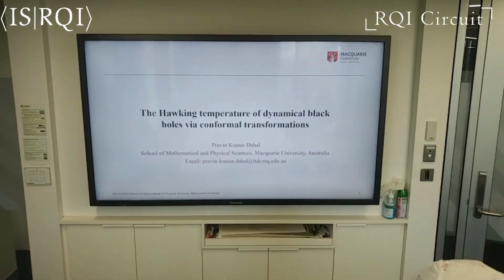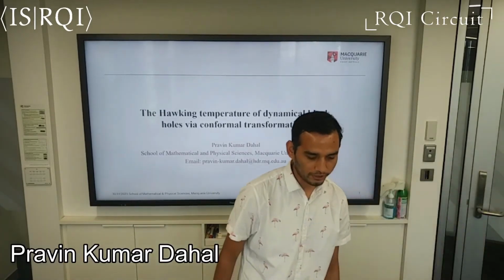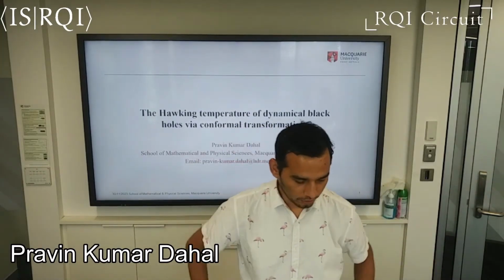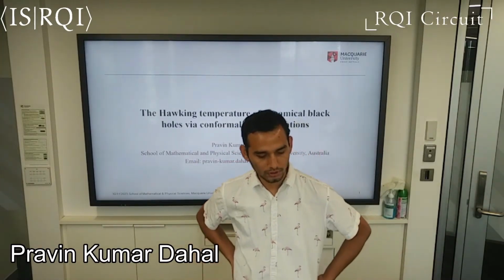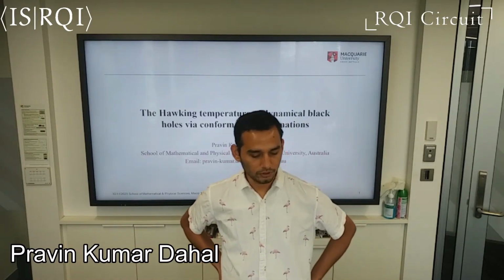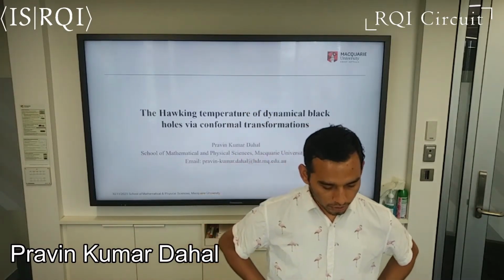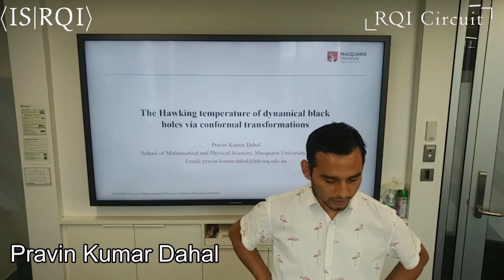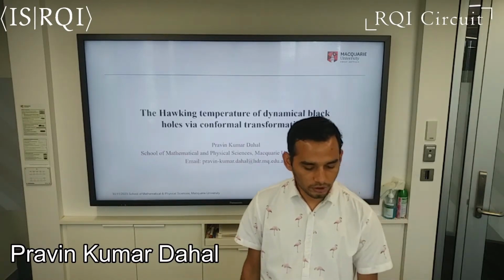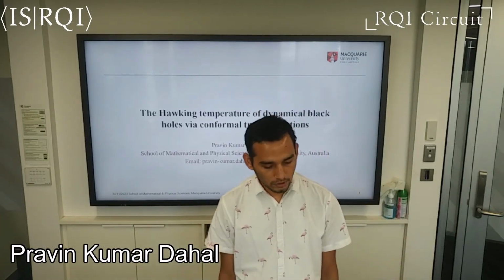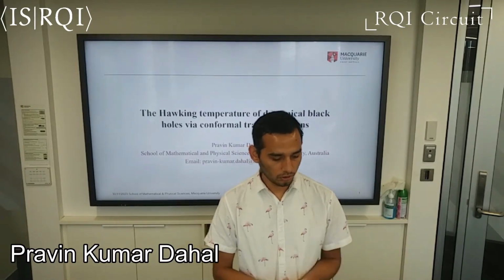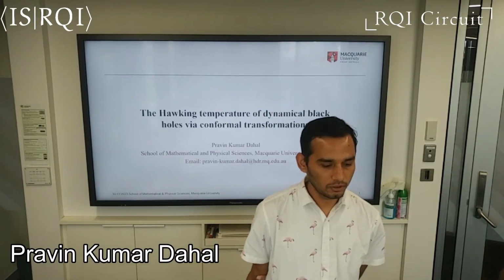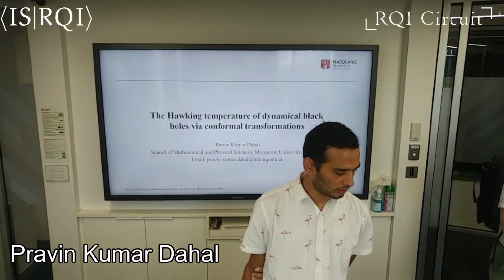So today I am going to talk on how to extract Hawking temperature of dynamical black holes via conformal transformations. This was the continuation of our work on extracting the Hawking temperature of dynamical black holes. In our previous work we used Rindler transformations. We took the near horizon region of black holes, and in the near horizon region we used the Unruh Hawking analogy, taking the reference of a uniformly accelerating observer, and based on that we extracted the temperature.